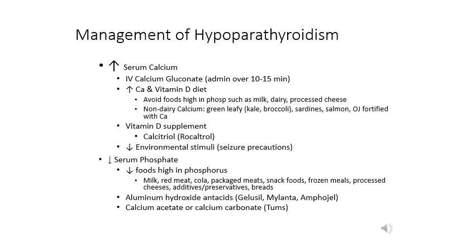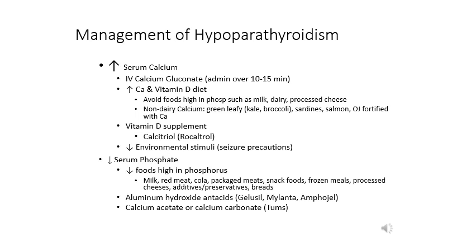So management of hypoparathyroidism is going to be to increase the serum calcium and decrease serum phosphate. You can see how understanding the initial physiology is very important, because our priority assessments revolved around the low calcium and the high phosphate, and now our treatments are to increase serum calcium and to decrease the serum phosphate.